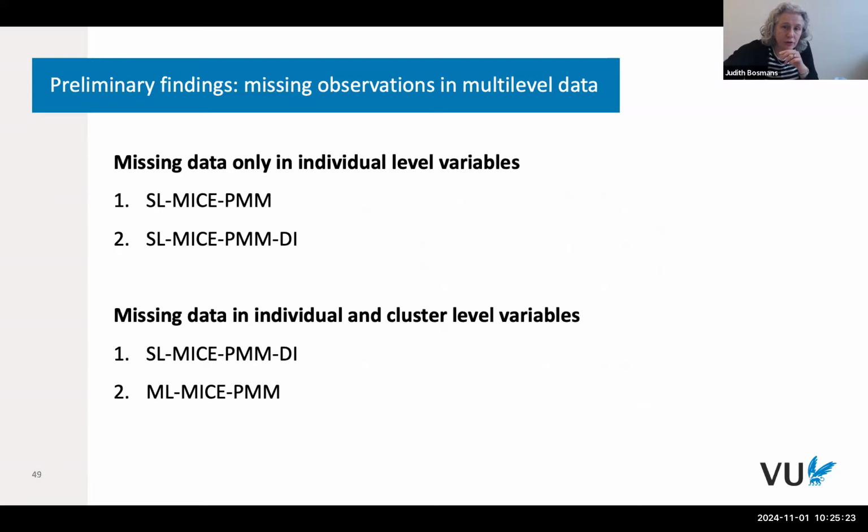Yeah, and you can see that here. So for the individual level variable missing data, you can use the single level multiple imputation methods. But for the case where we have individual and cluster level variables missing, you can either use the multiple imputation with a dummy indicator for the cluster that the participant is in, or you can use the multi-level multiple imputation by chained equations method, which is implemented in R in a specific package.